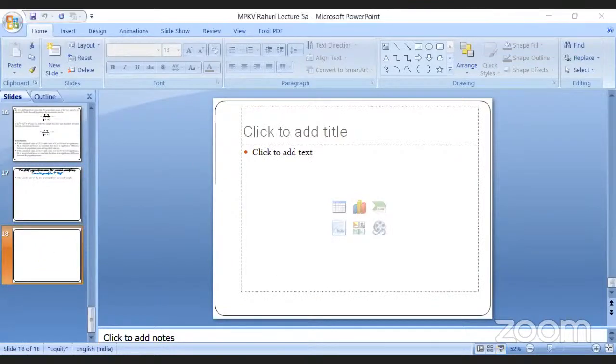So there are unweighted and weighted. In unweighted, we have two types. One is simple average and the other is simple aggregate index. This is not very important. I'm telling you because in index numbers, they just want to know the basic things.